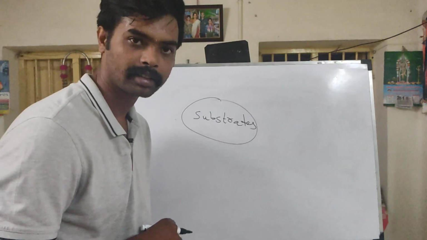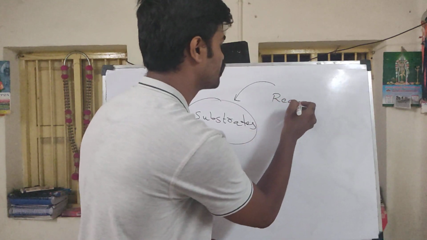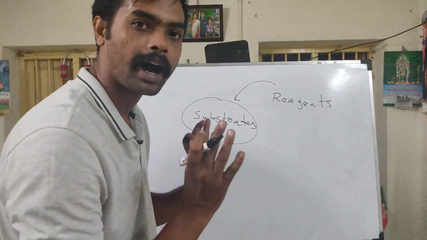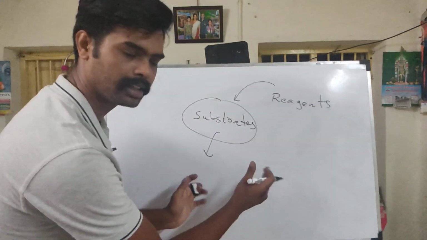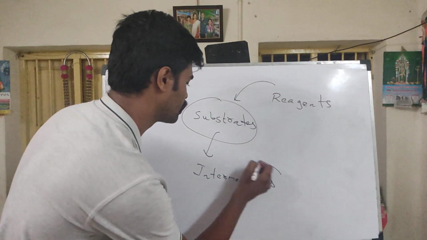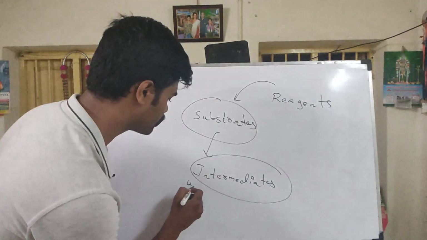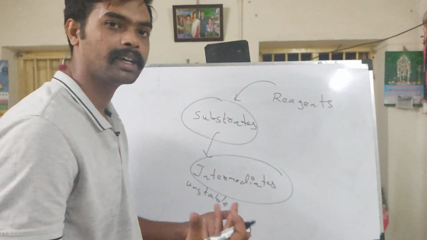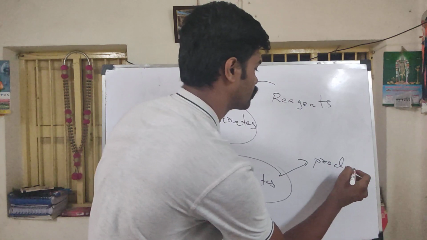Now these substrates are going to get attacked by something called reagents. These reagents and substrates are going to react together, and there's going to be some middle stage where intermediates get formed. And these intermediates are unstable, so they will not be able to stay there for a longer time. They will lose something or gain something to form the final products.